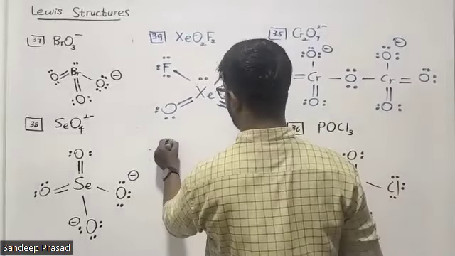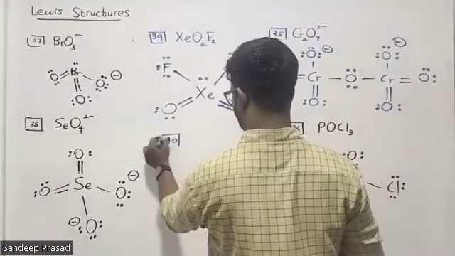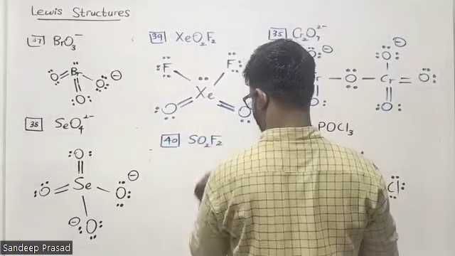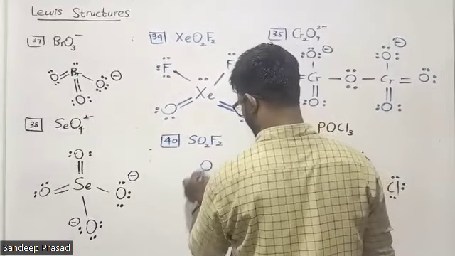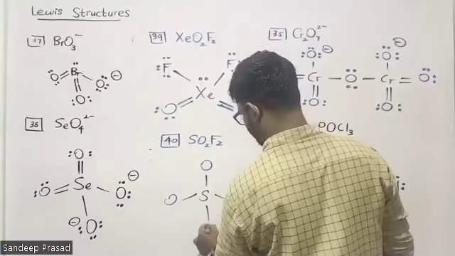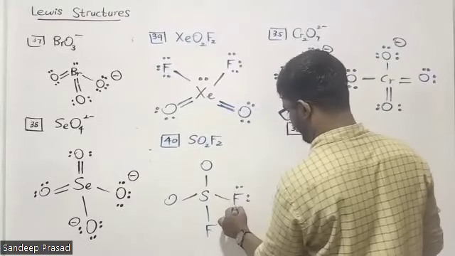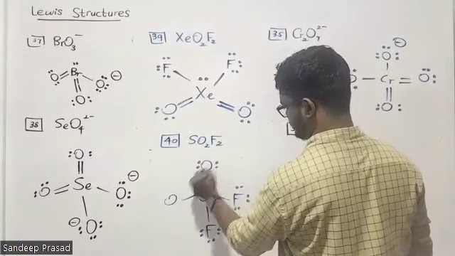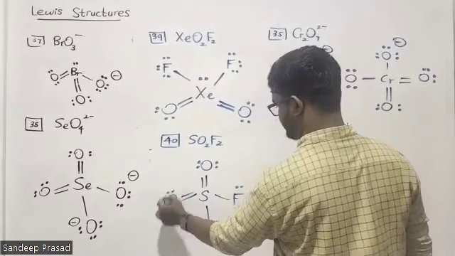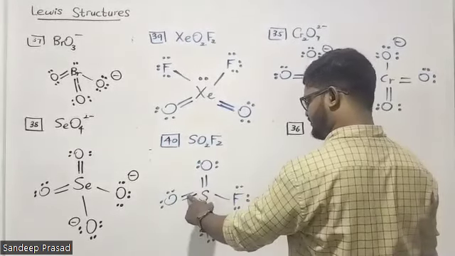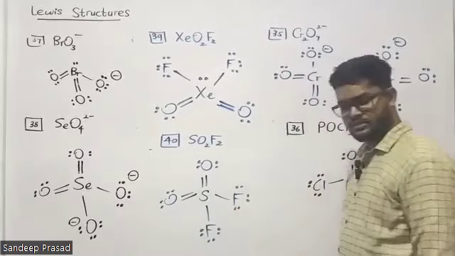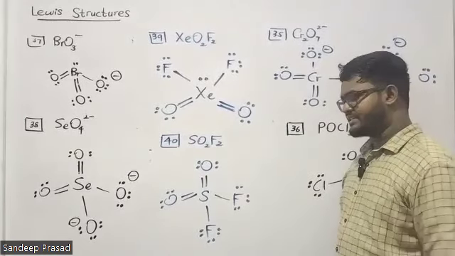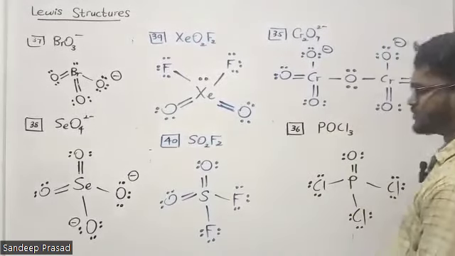SO2F2. Sulfur is the central atom, with oxygen and fluorine. Students, fluorine always makes a single bond. With oxygen, what are you going to do? Make a double bond. To neutralize, make it a double bond. What about the valence electrons of sulfur? 1, 2, 3, 4, 5, 6. Okay, 6 electrons. What about the octet? The octet is exceeded, but that doesn't matter, because sulfur belongs to group 16.